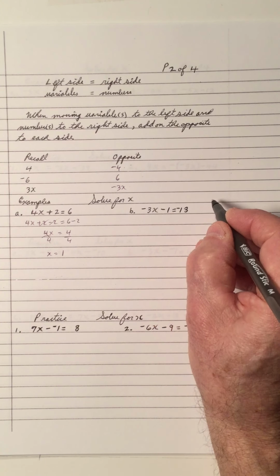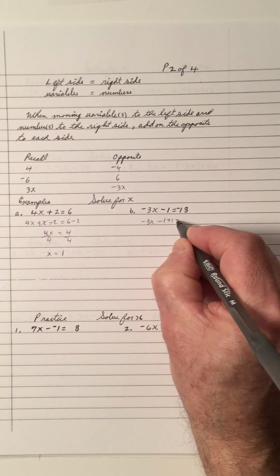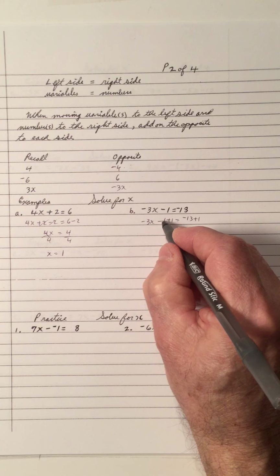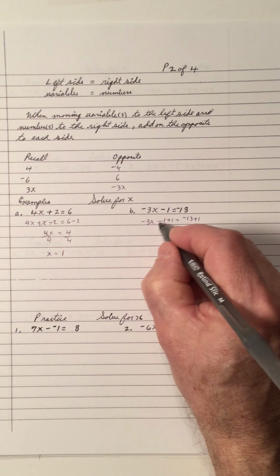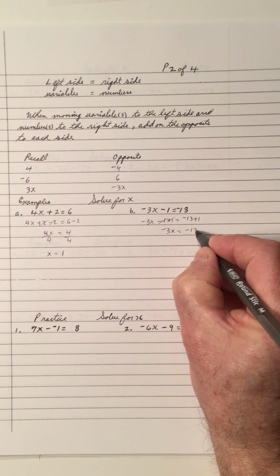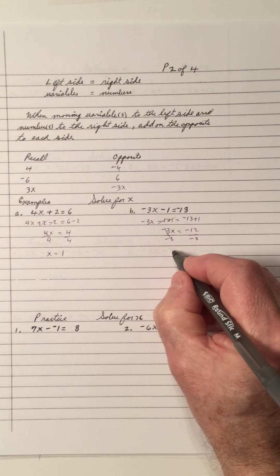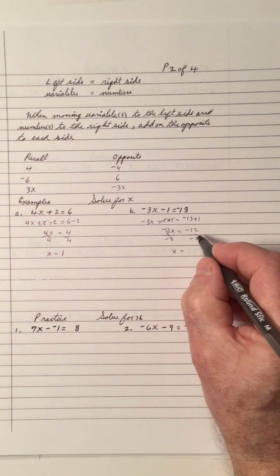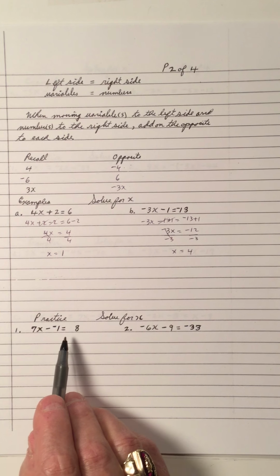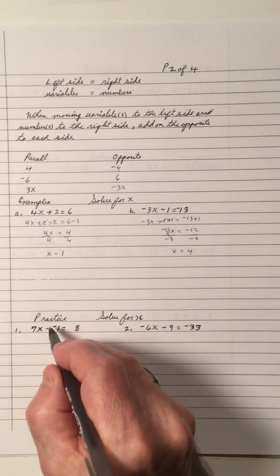The 1 has to go to the right side, so we'll move the 1 by adding on 1 to each side. When we add, -1 plus 1 is a 0, they cancel out. I get a -3x equals -12. Divide both sides by -3 and they cancel. They give me a 1 and that gives me a 4. Practice means pause the video and work these out to see if you're going to get them right.